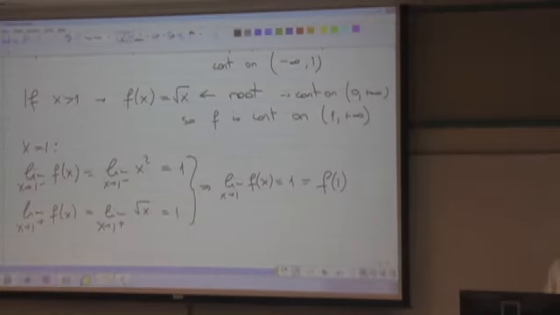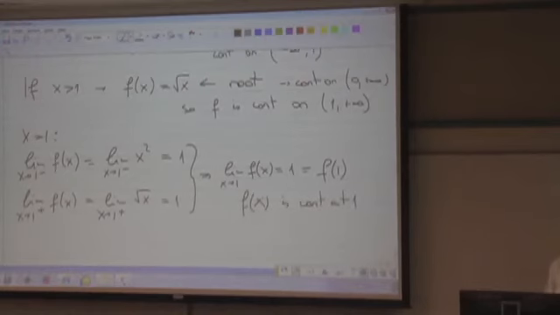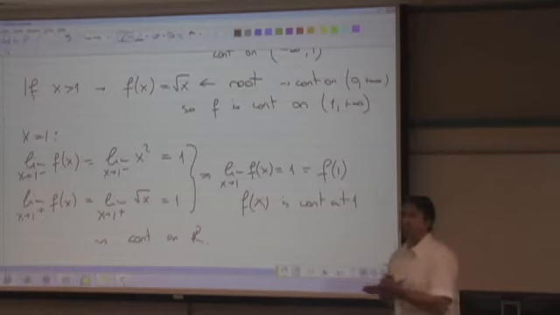Okay? So we showed that f of x is continuous at 1. We showed before it's continuous in the other part, and so it's continuous everywhere. Does this make sense?